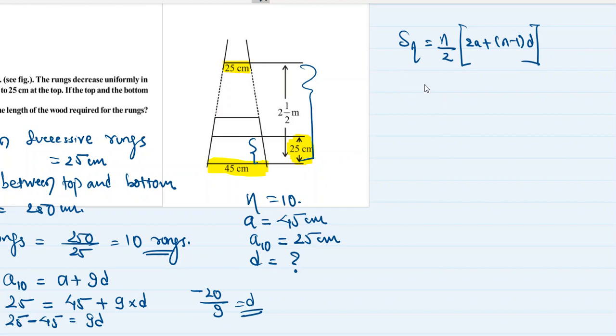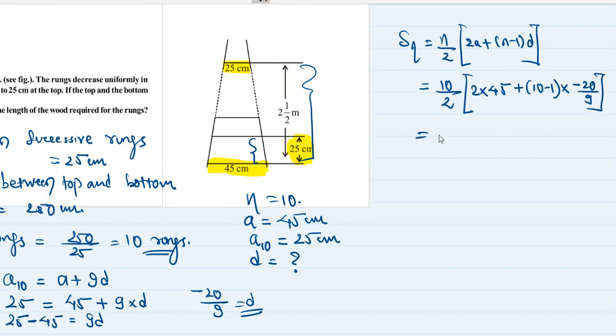Okay, so S of n is equal to n by 2. Now n is the total number of rungs, which is 10, by 2 bracket 2a, that is 2 multiplied by a. A is the length of the first rung, which is 45, plus n minus 1, that is 10 minus 1, multiplied by d, which is minus 20 by 9.